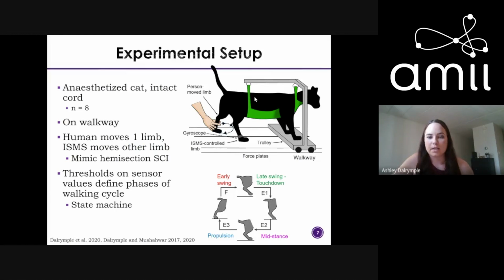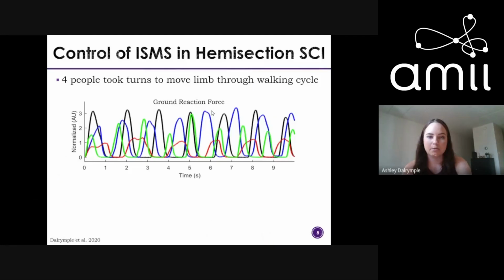Now, initially what we did was very simple. So we just put thresholds on those sensor values, so on the forces and the angular velocity, and use that to make those transitions through the walking cycle. So again, a very simple state machine. And I'll just show you how that performed, because I think this is really important in justifying why we then moved to machine learning. So we had 4 different people take turns to move the limb through the walking cycle.